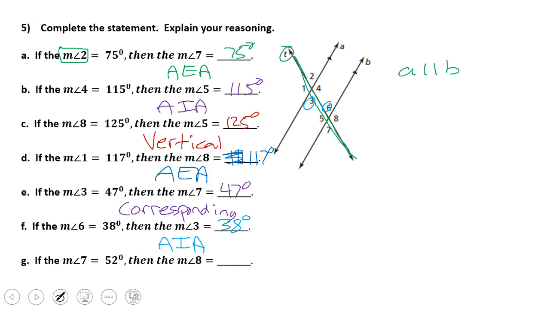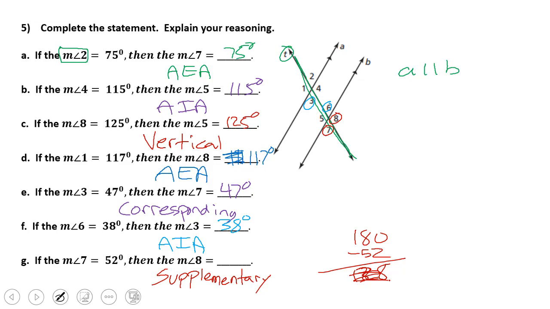Lastly, if the measurement of angle 7 is 52 degrees, what is the measurement of angle 8? Well, here's 7 and here's 8. They look like they're right next to each other, sharing a vertex and a side, forming a straight angle. So we're going to call those supplementary. And supplementary angles equal 180. So if I take 180 and I subtract 52, I get 128. So that means the measurement of angle 8 is 128 degrees.